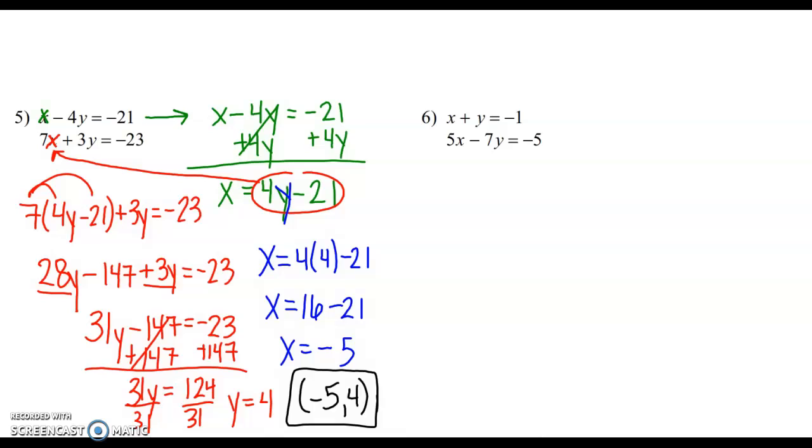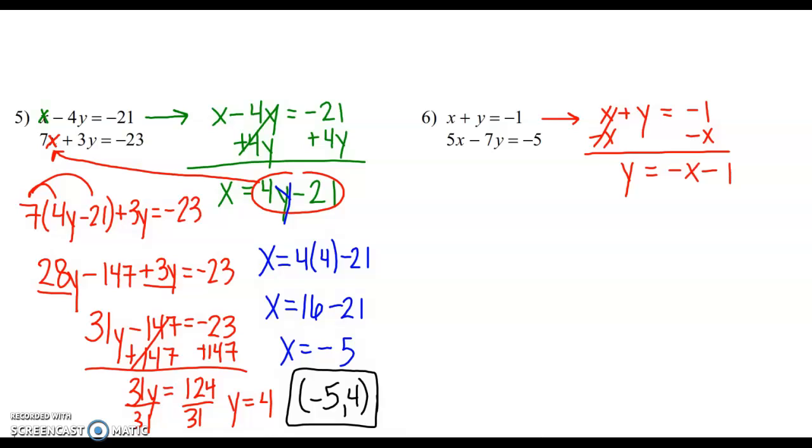All right, on number 6, we actually have a tie, right? You could solve the top equation for either x or for y, right? They'd be the exact same since you have a coefficient of 1. It's just as easy to solve for one as the other. So I'm going to go for y, right? Why not? It looks like slope-intercept form. So to solve for y, I subtract x. So I have y equals negative x minus 1.